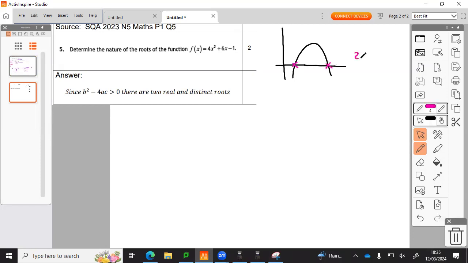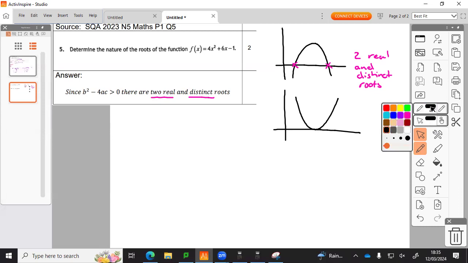has two roots, alright? Two real roots, two real and distinct roots. Okay, you need to write those words. You need to write two real and distinct roots. Okay, so that's b squared minus 4ac greater than 0. Remember it could be a max or a min. Okay, it just doesn't matter. When it just touches the x-axis once, that will equal 0.